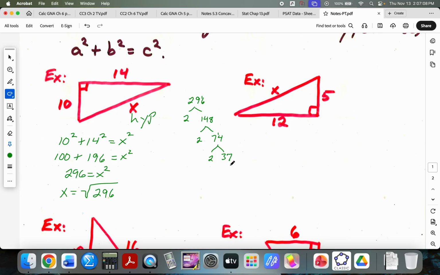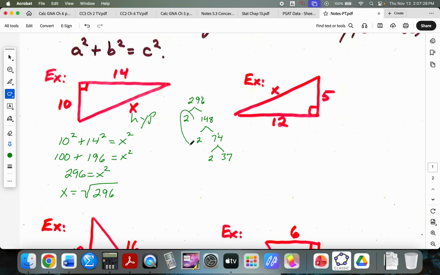What's the next prime number that's smaller than 6? 4 is not a prime number. 5. 5 is a prime number. Will 5 go evenly into 37? No. So this is a prime number. I can't do any more factoring with it.